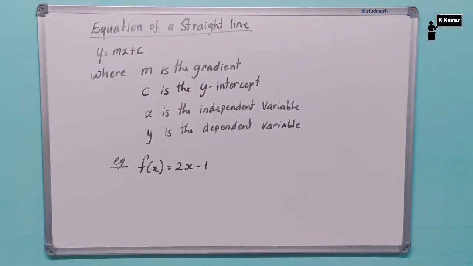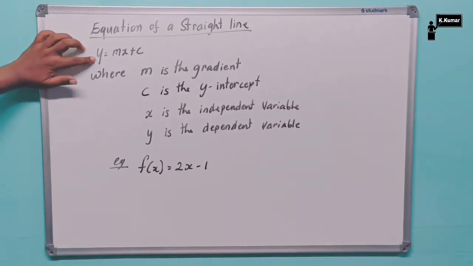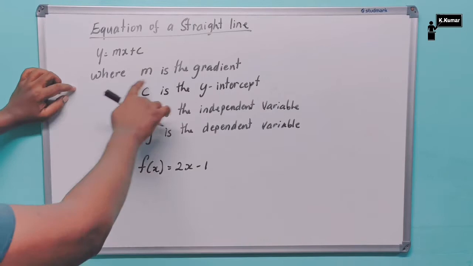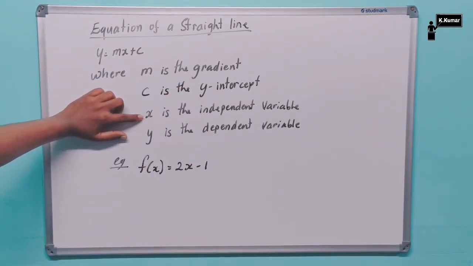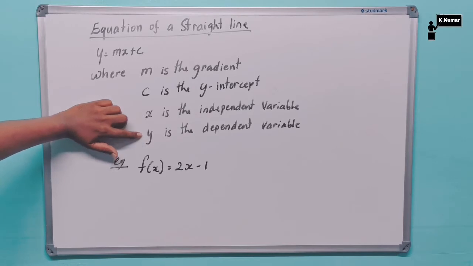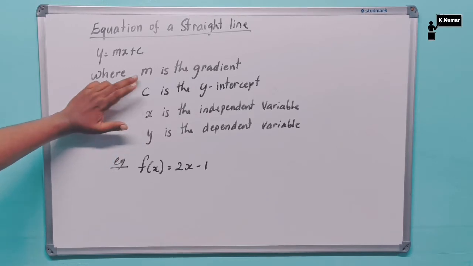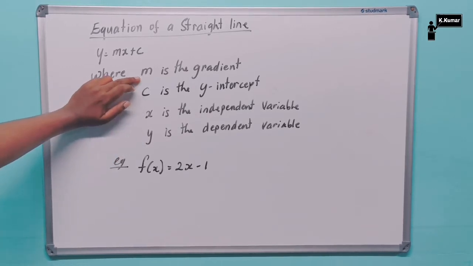The last thing we're going to look at is the equation of a straight line. The equation of a straight line is y equals mx plus c, where m is the gradient, c is the y-intercept, x is the independent variable, and y is the dependent variable. Now we know how to find the gradient, that is using the formula that we just completed. M equals y2 minus y1 divided by x2 minus x1.